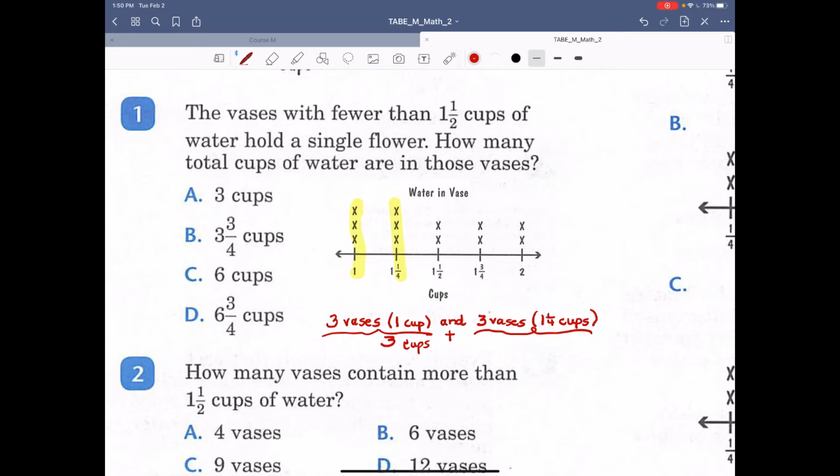Use your calculator for this. If you're using the Casio, you just type it in as a fraction. That calculator is awesome. If you're not using a calculator with a fraction key, you can do 1.25 and get the same thing. So this is 3 3/4 cups of water. And then don't forget to add those together to get 6 3/4. So the answer that you want here is D. 6 3/4 cups of water.